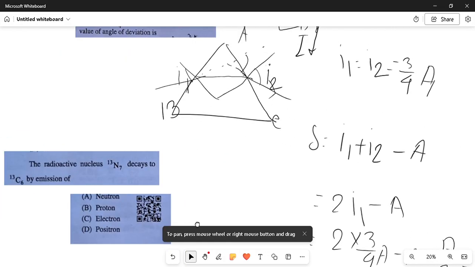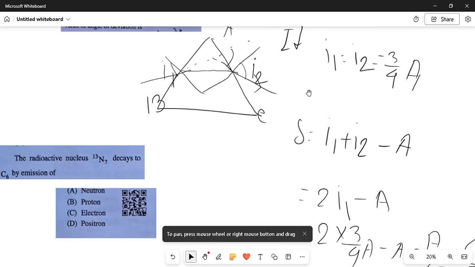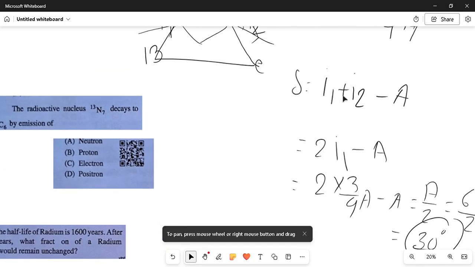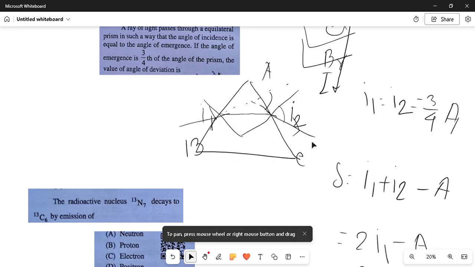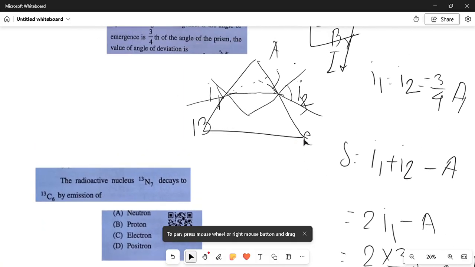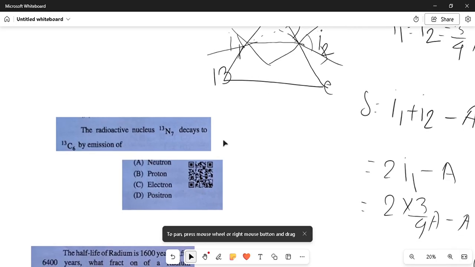Good. This is class 10, we just have to remember the formula, I1 plus I2 minus A. There is always another question: when will the angle of deviation be minimum? When I1 is equal to I2. Maybe next time they can ask this type of question.